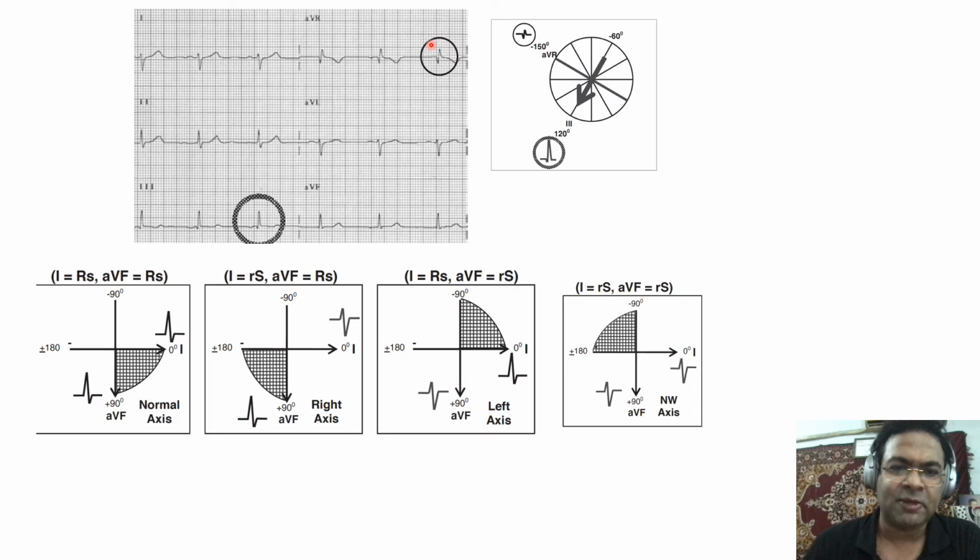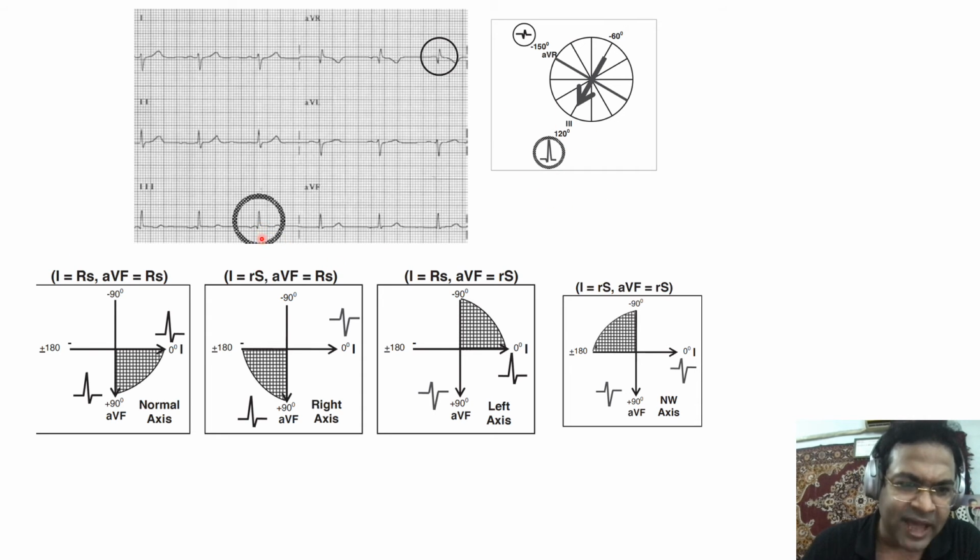We know that AVR's perpendicular brother is lead 3. Lead 3 is positive. We know lead 3 is in this direction, 120 degrees from lead 1. 120 degrees is beyond 90 degrees. That means that this is a right axis deviation.